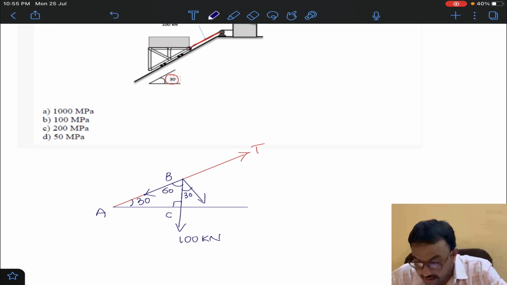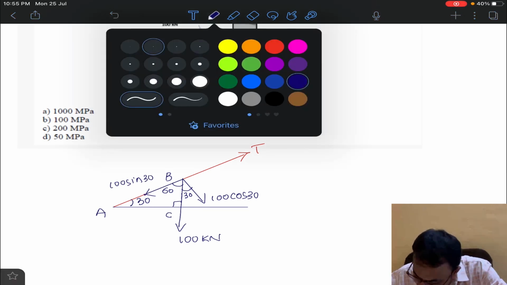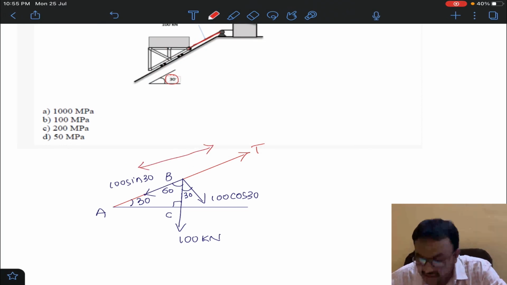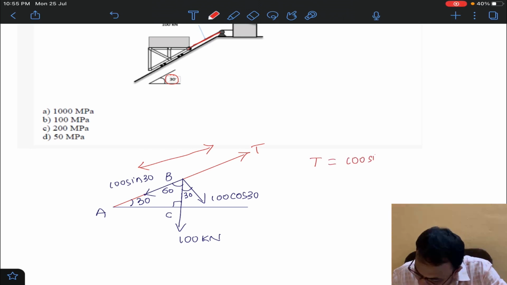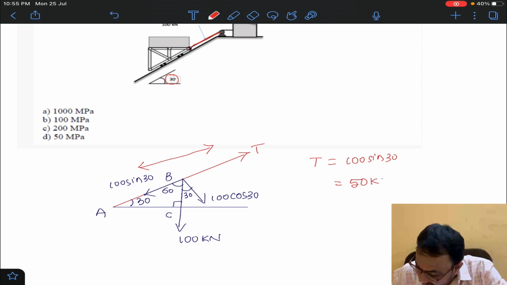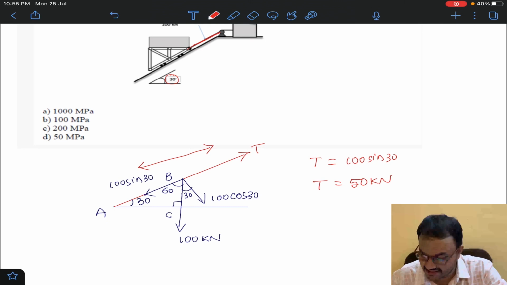Okay. So the perpendicular component will become 100 cos 30 and the parallel component will become 100 sin 30. And if we consider the equilibrium along this line, along the cable line, T is equal to 100 sin 30. What is sin 30? Very simple. It is 1 by 2. So it is 50 kilonewton. It is T1.